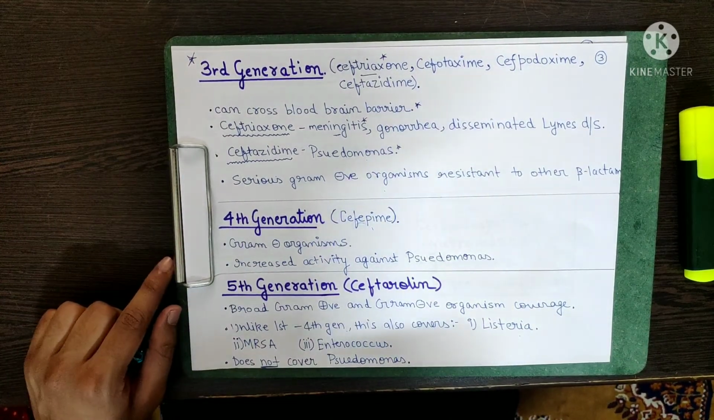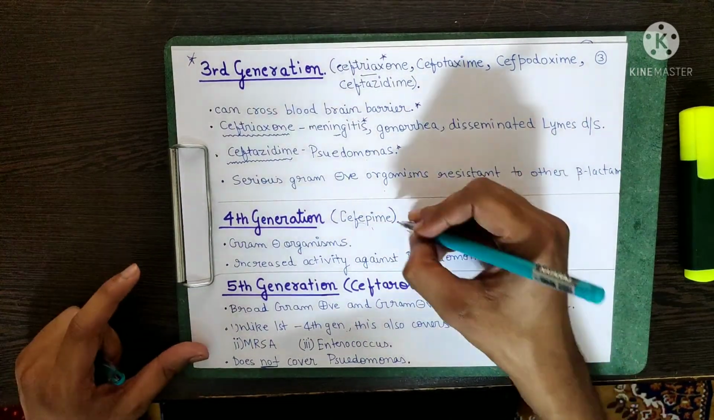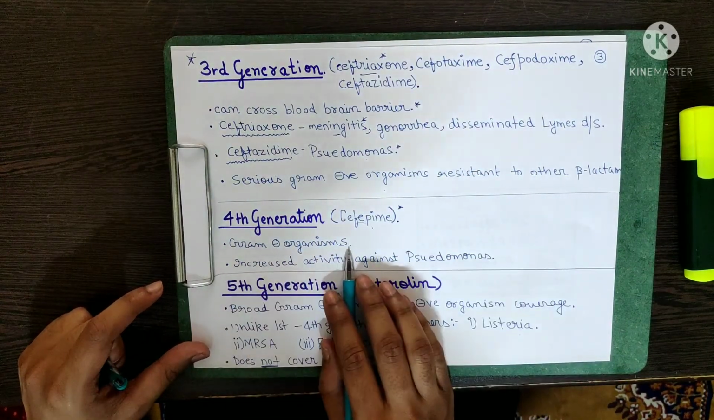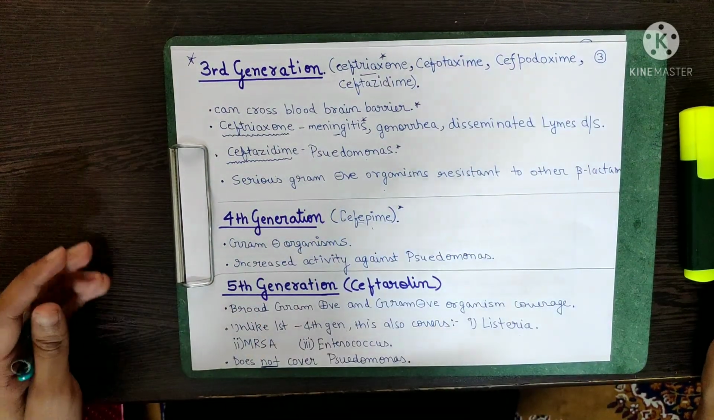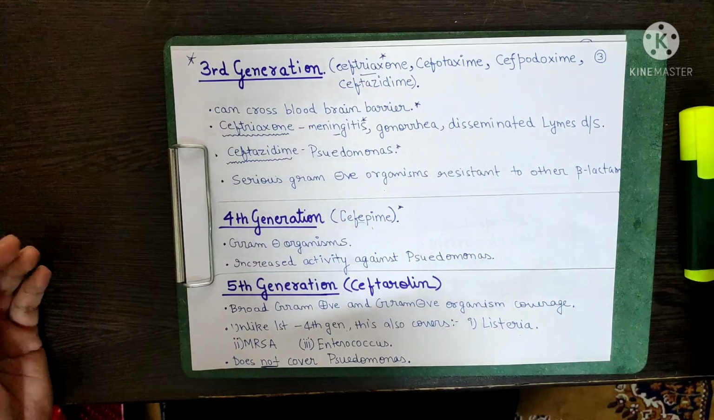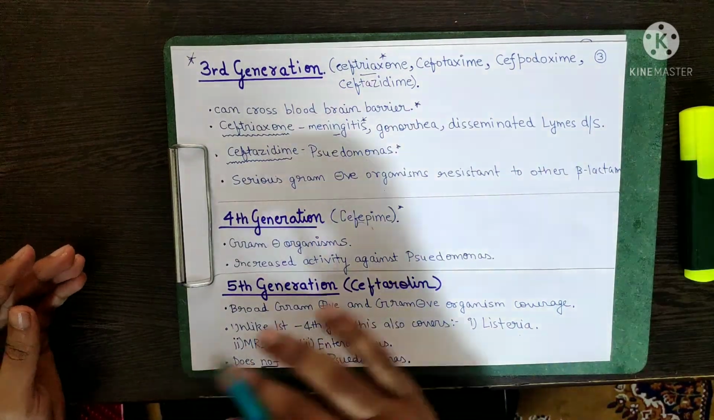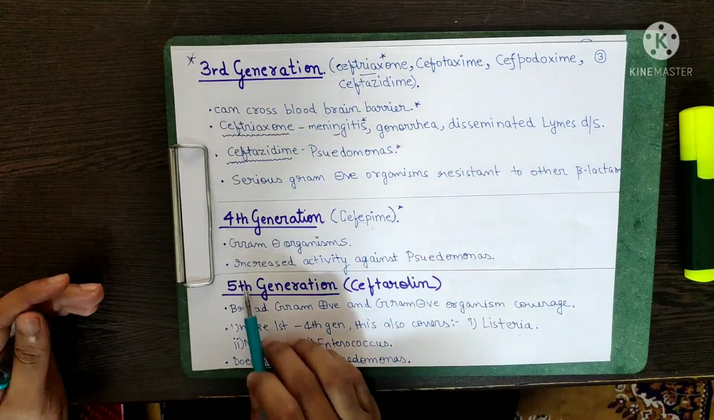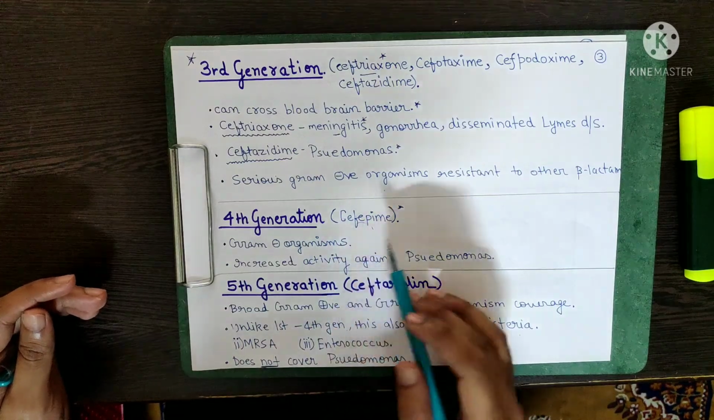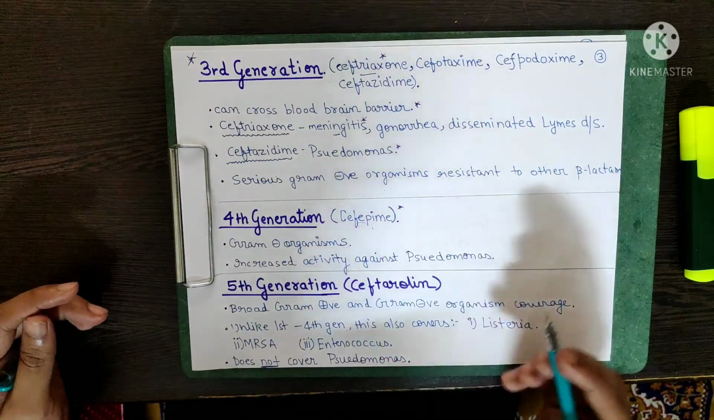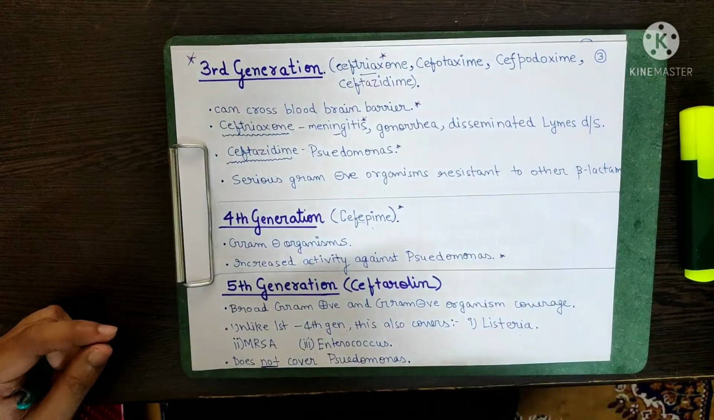Coming to fourth generation, what comes under fourth generation? This is cefepime. Gram-negative organisms are covered under this. As I already told you, the gram-negative coverage of cephalosporin increases as we go from first to fourth generation. So you can see over here, gram-negative organisms are covered the most. It has increased activity for Pseudomonas. You have to again remember this fact.